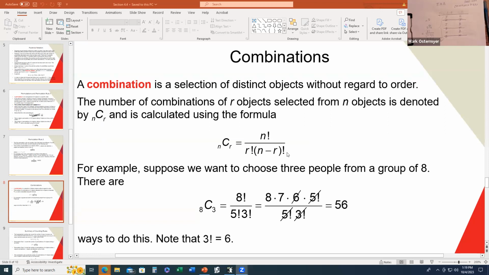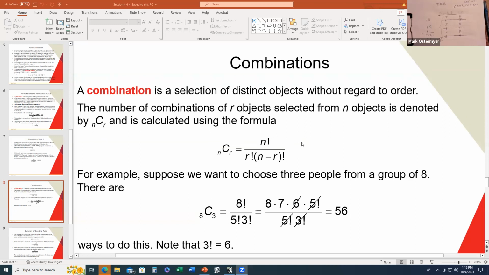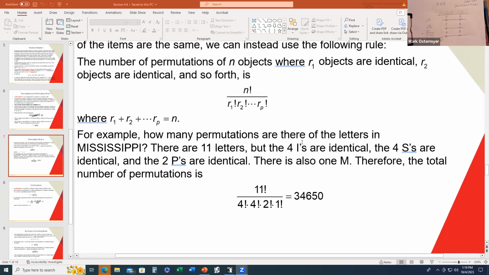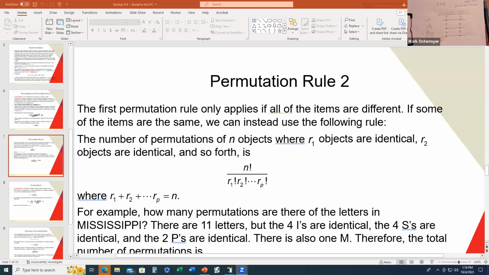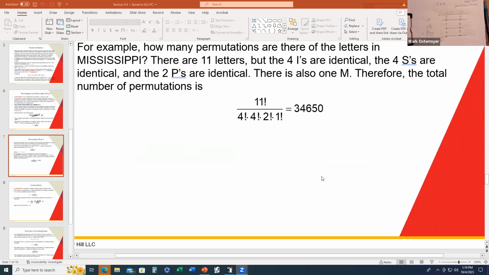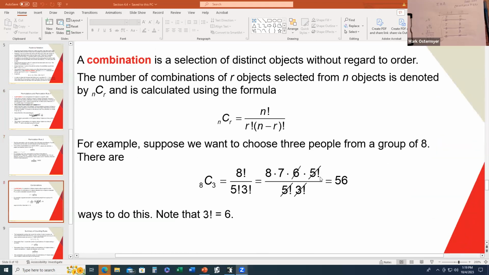What's the difference between this formula for a combination and the formula for a permutation? Here's the permutation formula, and here is the combination formula. There's only one difference. What is it? You're multiplying the denominator by R factorial. Yep, we have another factor appearing in our denominator, which is R factorial.